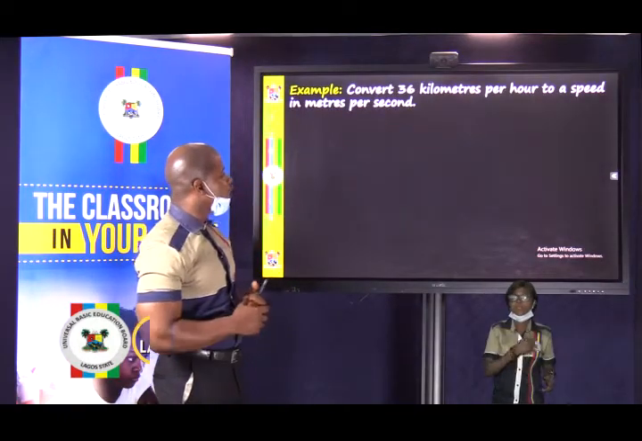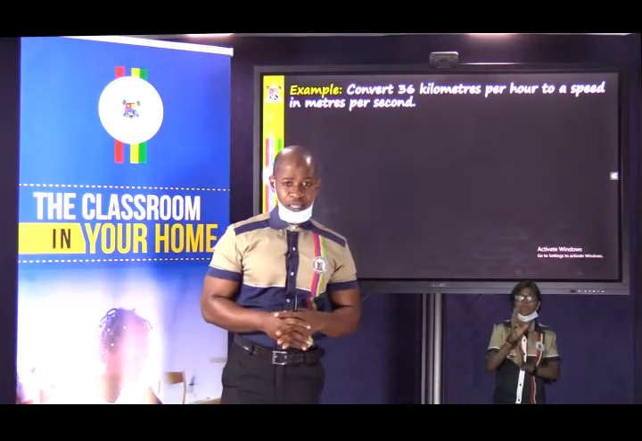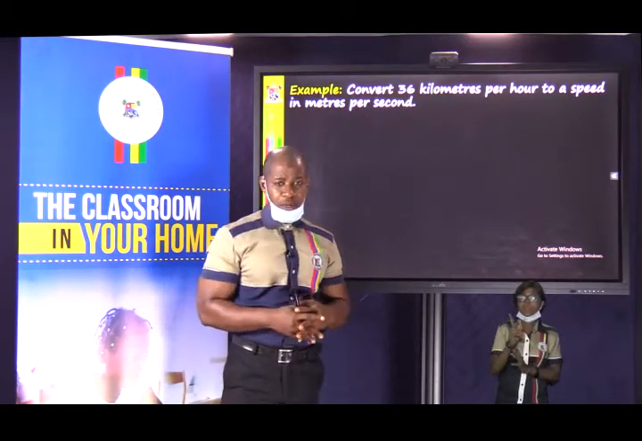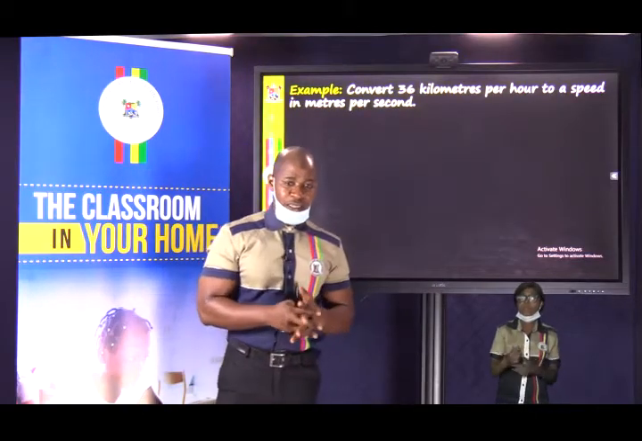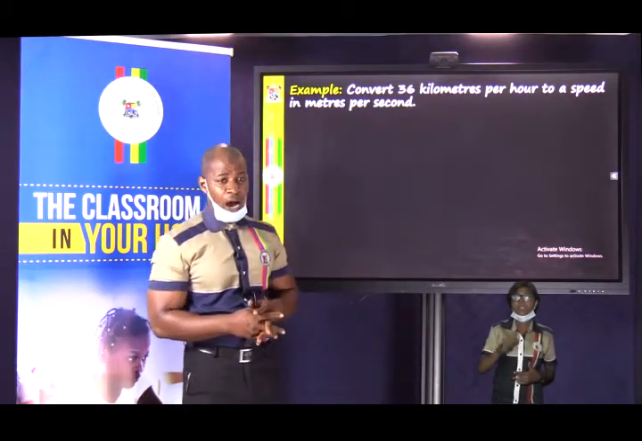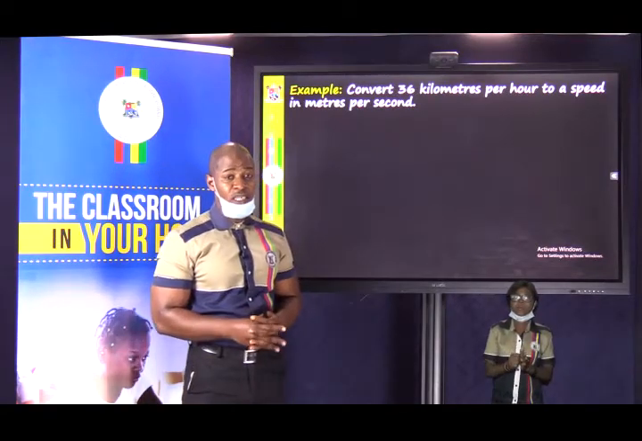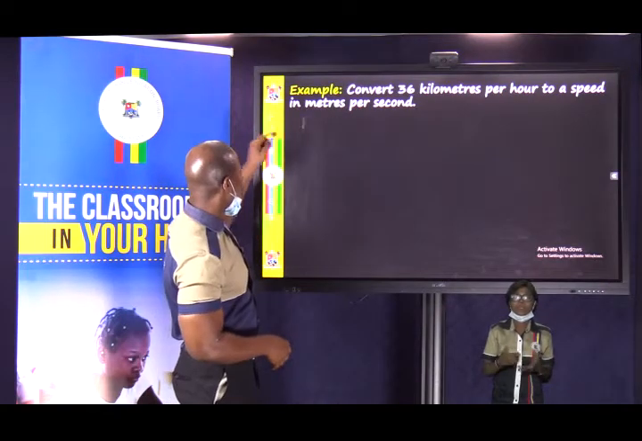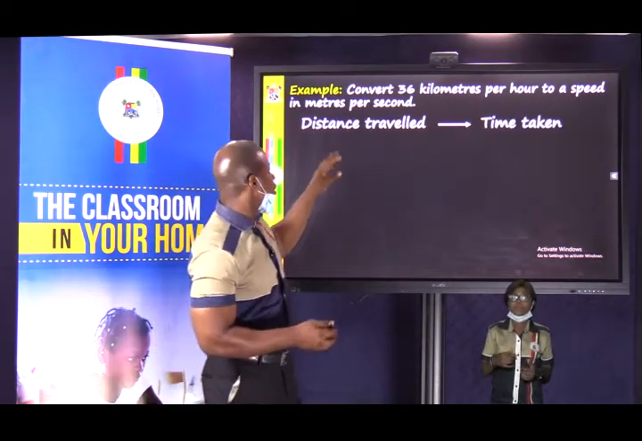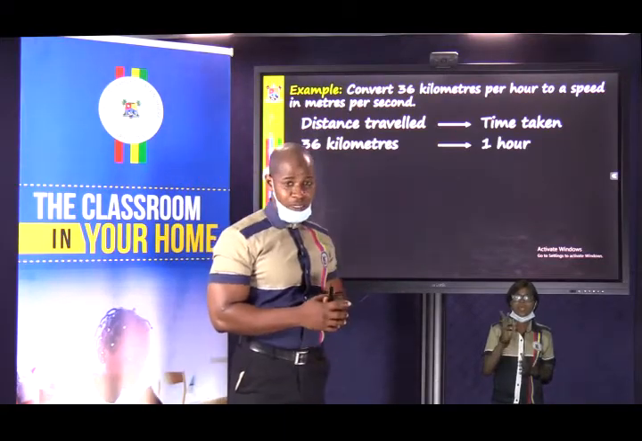Now this says convert 36 kilometers per hour to a speed in meters per second. The same speed, but we can express it in different ways. Either we leave it as meters per second or kilometers per hour. But now we've been given these 36 kilometers per hour to change to meters per second. So how do we go about it? Let's begin with what we have. What we have is that 36 kilometers will go for 1 hour. That is the speed.